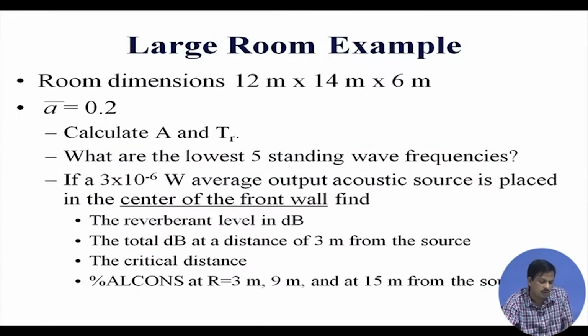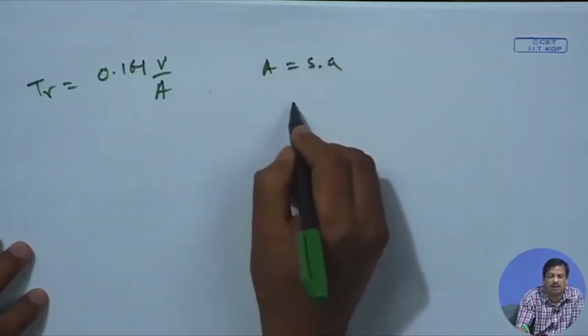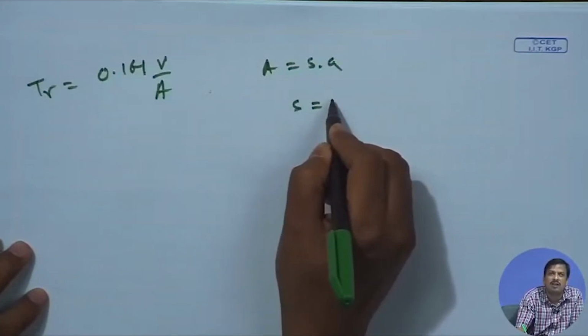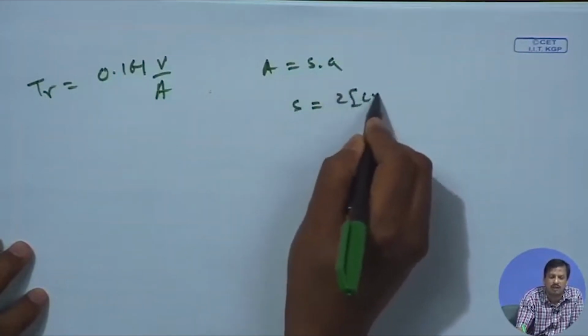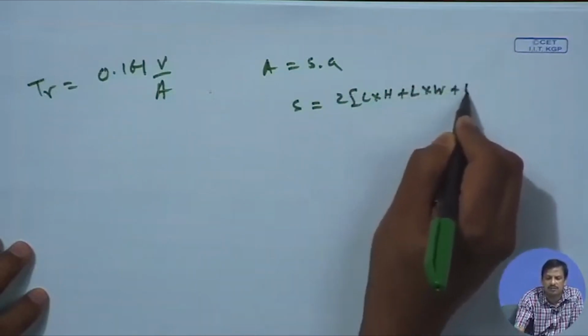Now, for example, let us do some mathematics. Suppose a room dimension is given as 12, 14 and 6 meters, a rectangular kind of room, and the average absorptivity a is given. Calculate capital A and Tr, the reverberation time. Can we calculate Tr? How do you calculate Tr? Tr is nothing but 0.161 V by A. What is A? A is nothing but S into a. What is S? S is the surface area of a rectangular room: 2 into length into width plus length into height plus height into width.